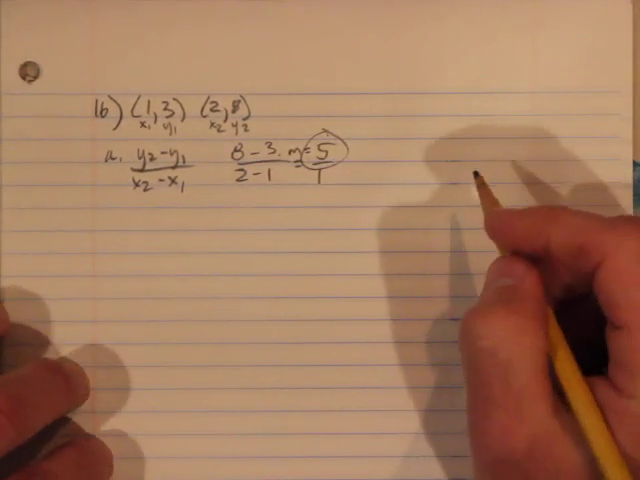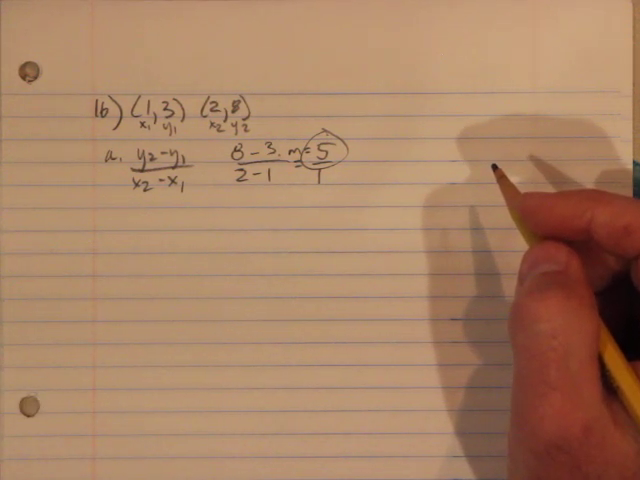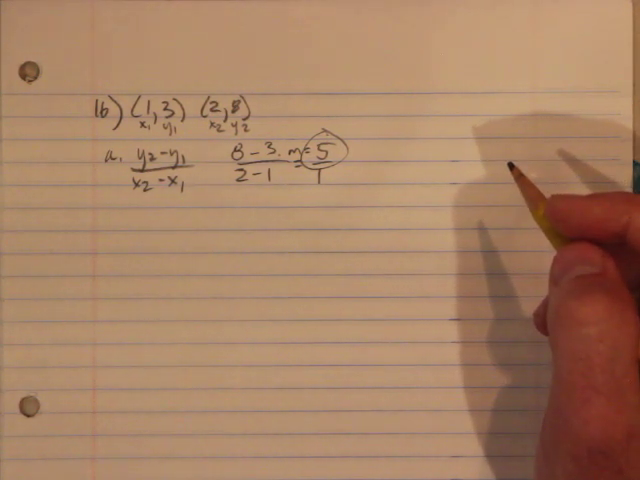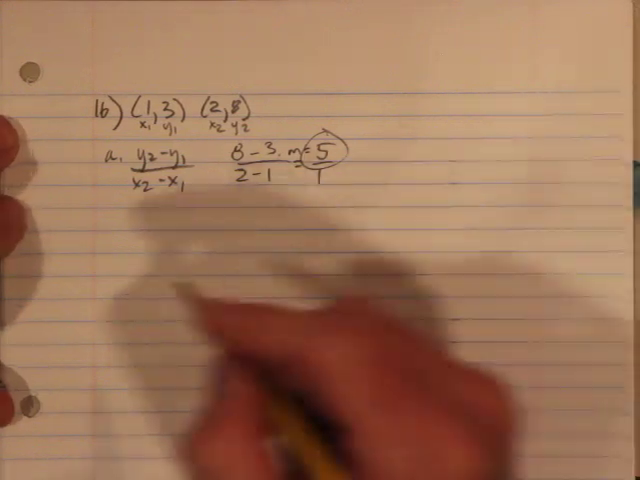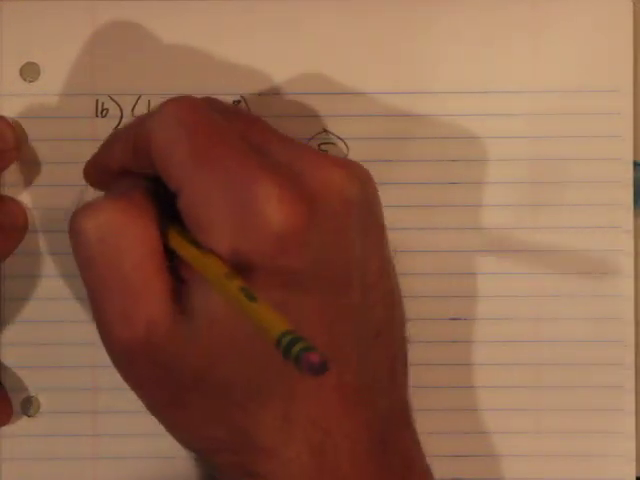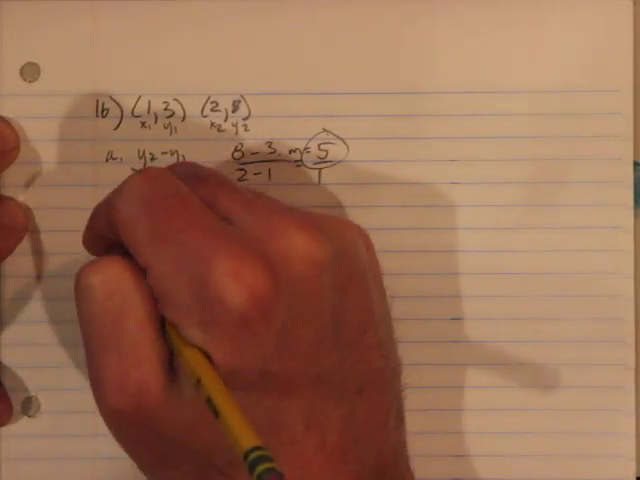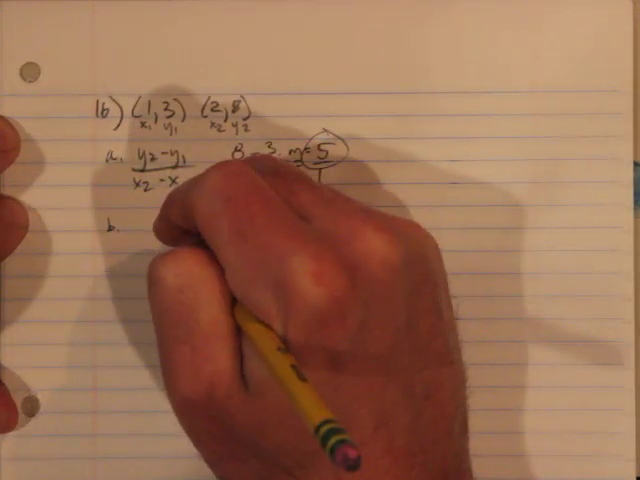There's my slope. Now for B here, it says graph the line. So that's A. A is 5. B here, I'm going to graph this line.